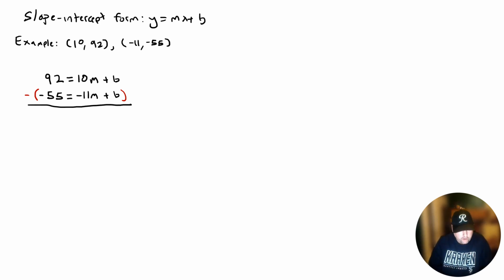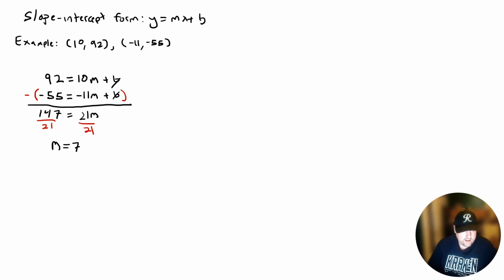Feel free to use a calculator. So we've got 92 minus -55, that is 147. That should equal 10 minus -11, which is 21m. And the b's cancel. To find m, or the slope, I'm going to take 147 and divide that by 21. What I get is m is 7. So the slope of the line that goes through these two points is 7.